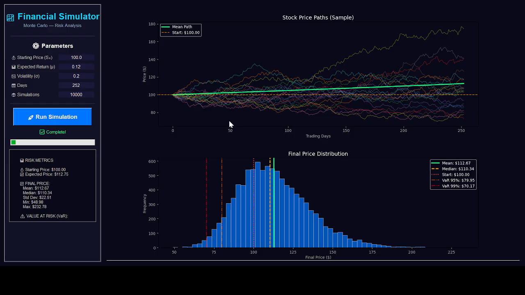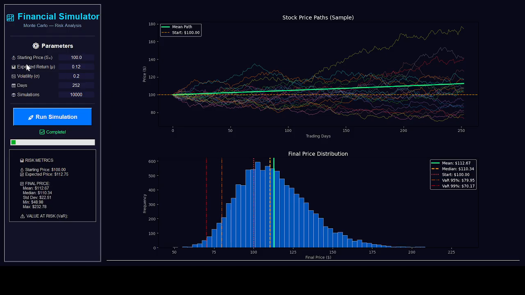Now I am going towards the project overview. On the left side, guys, you can see the simulation parameters. These are my simulation parameters. On the right side, we have visualizations and risk metrics generated from the simulation. The user can adjust the inputs and instantly see how risk and expected returns change.